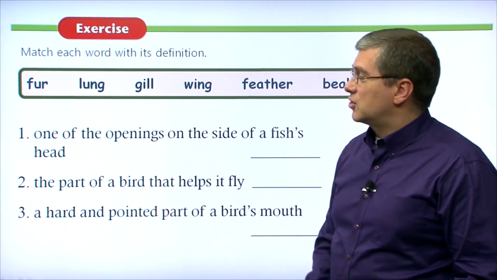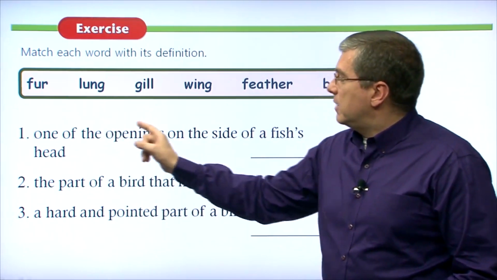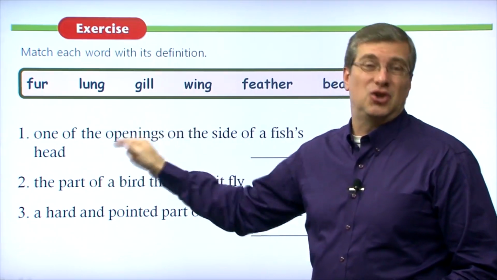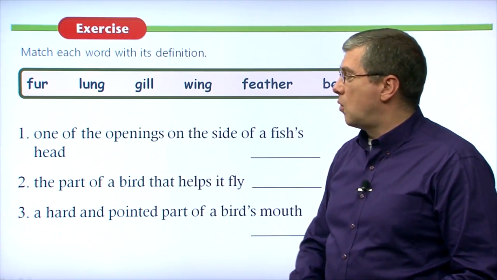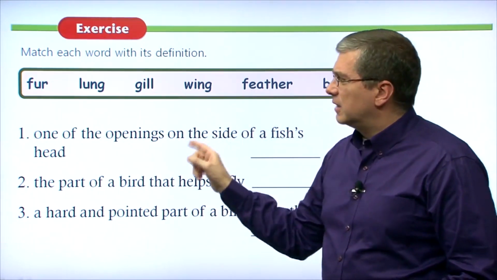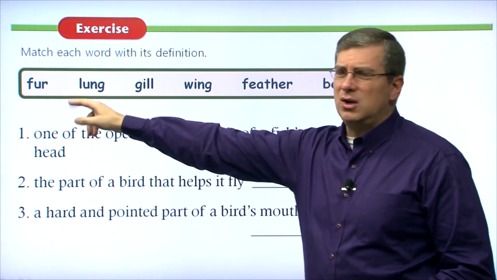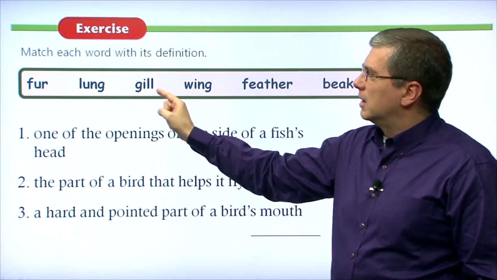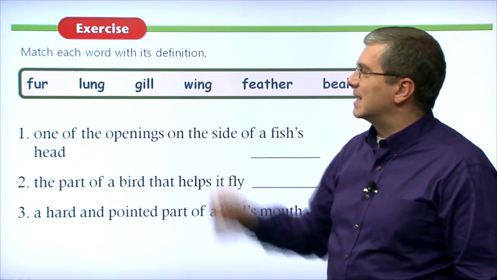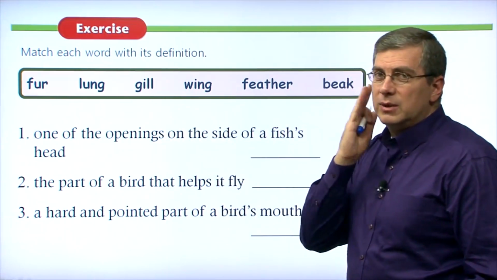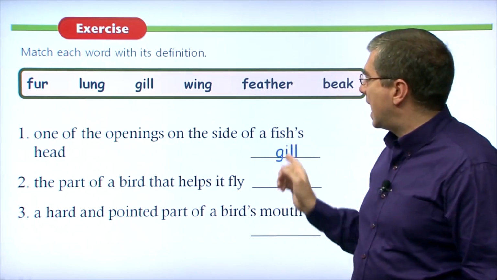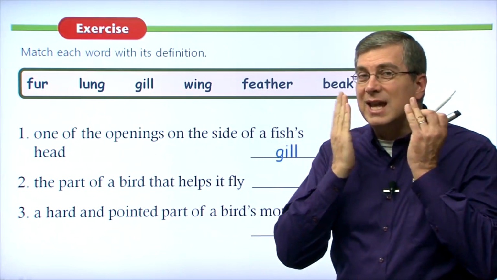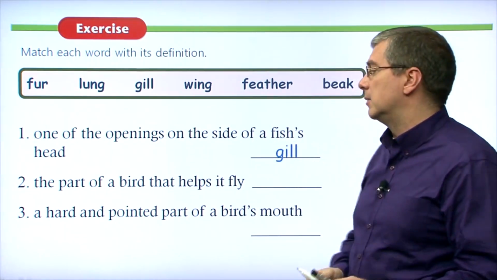Let's take a look at the questions here. The first one is, one of the openings on the side of a fish's head. So this is a definition. What is it a definition for? First of all, we see fish, it's on a fish. So does a fish have fur? No. Does a fish have lungs? Well, a fish has a special kind of organ that it uses to breathe, and that is a gill, right? So one of the openings on the side of the fish's head is a gill, okay? It helps them breathe underwater, the gills.